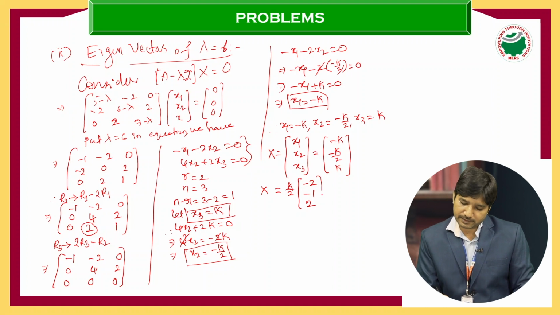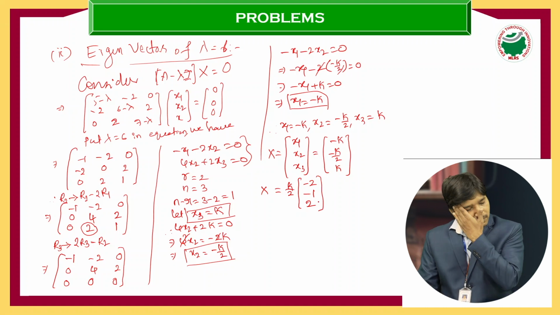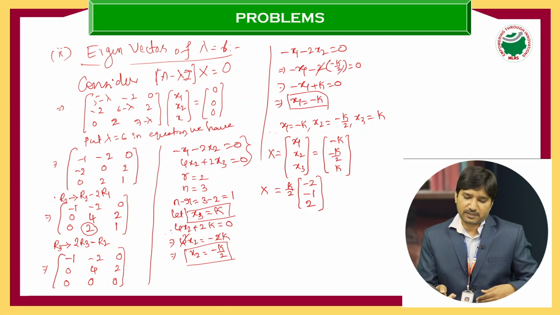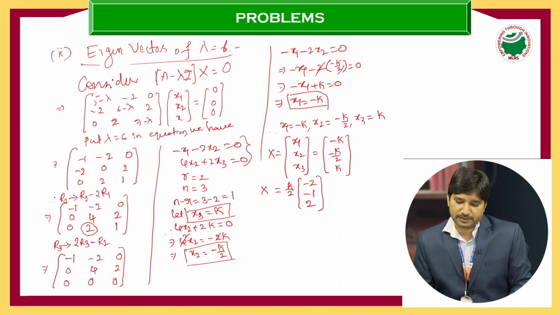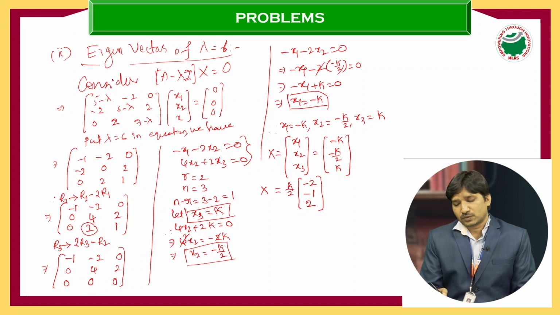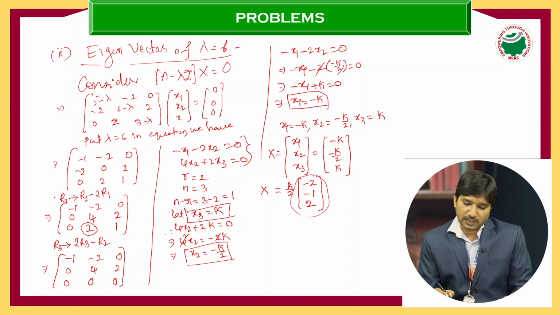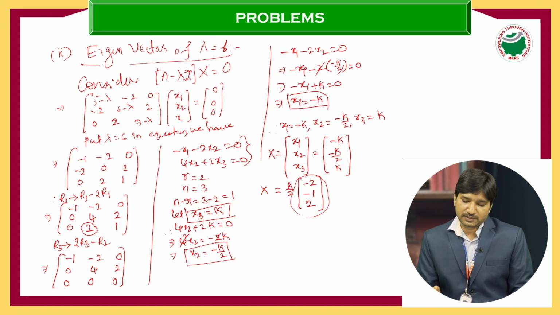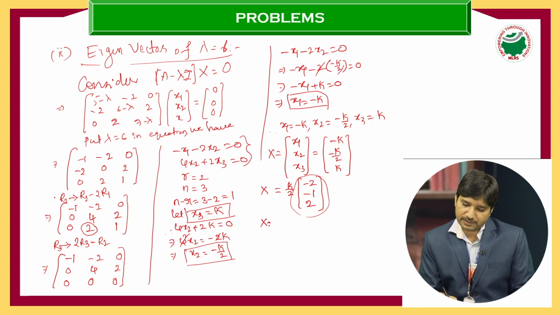So we don't have any fractions in the eigenvector. That's why we can take k by 2 as common in the matrix. So this is the eigenvector. The eigenvector of the corresponding eigenvalue lambda equal to 6 is x2, which is minus 2, minus 1, 2.